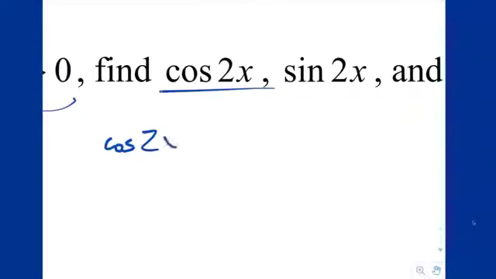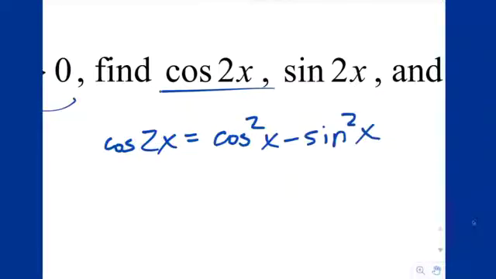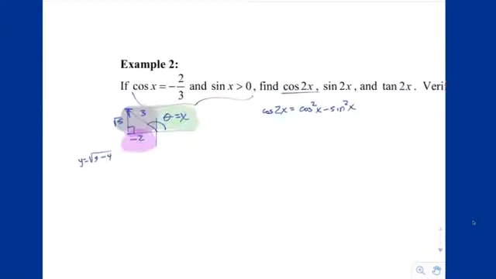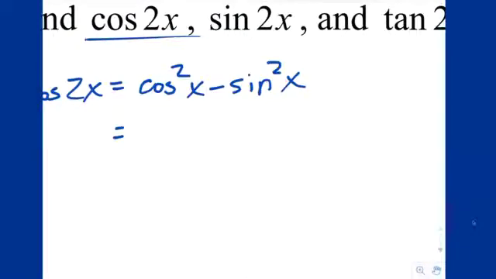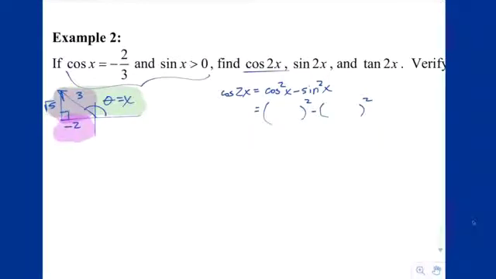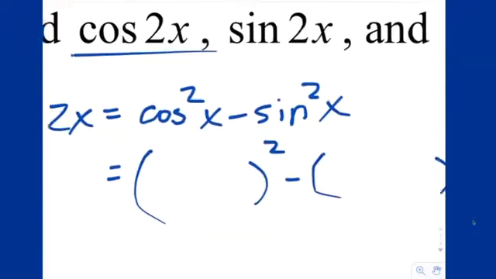Cosine of 2x is equal to what? Good. Cosine squared x minus sine squared x. And now, because I was able to express it in terms of single x's, now I can use the information from my little diagram here. So as I work down, cosine squared minus sine squared. That's what you want to do. Take it out of the condensed notation, and you're actually squaring the ratio. So now we'll go get the cosine ratio. Well, that was given. The cosine ratio is negative 2/3.